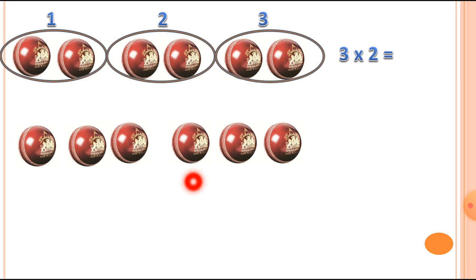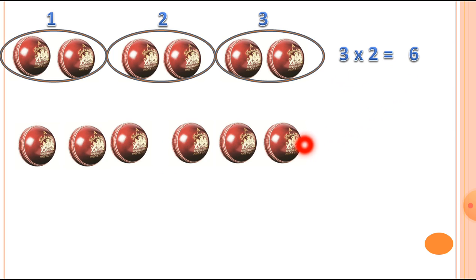So we can write it this way. In total there are 3 groups. That's why I am writing 3. And how many balls in each group? Here are 2 balls, here are 2 balls and here are 2 balls. So in total there are 3 groups and each group has 2 balls. So we can write 3 2s are 6. We can write it this way: 3 groups and each group has 2 balls. So 3 2s are 6.